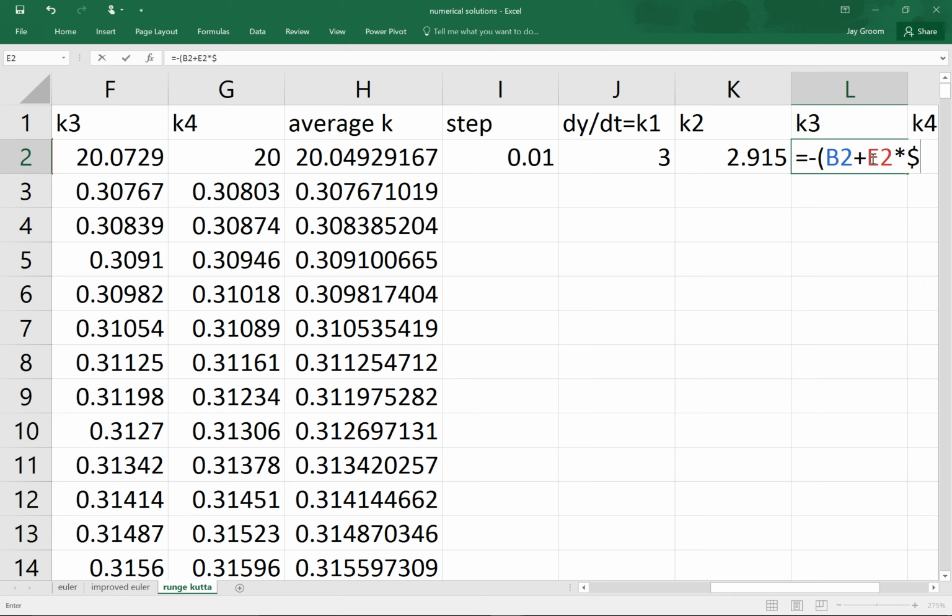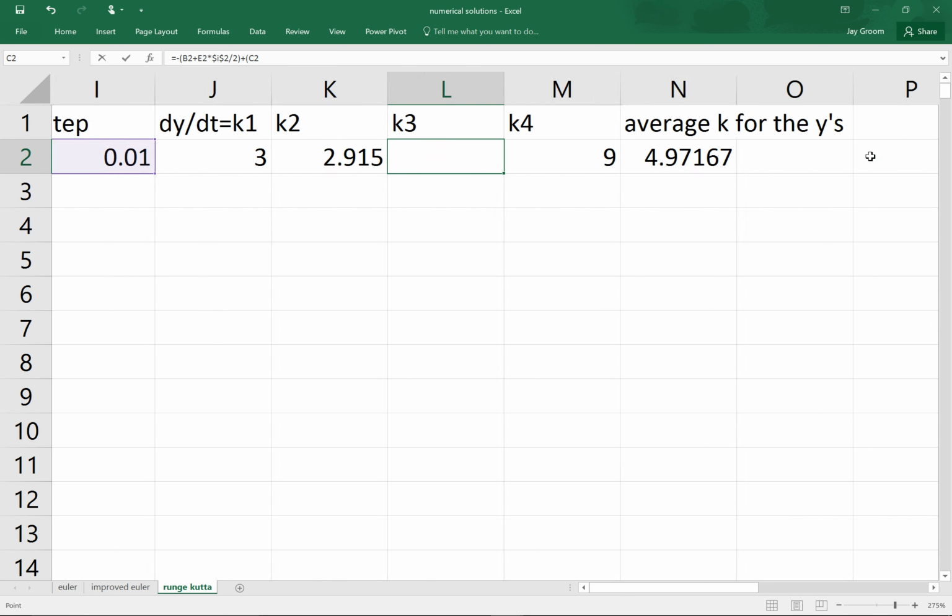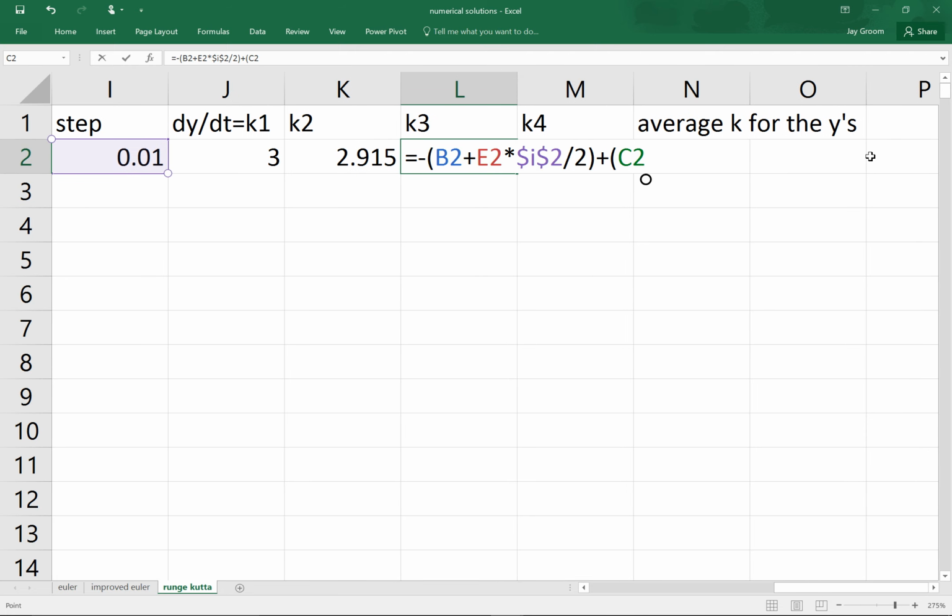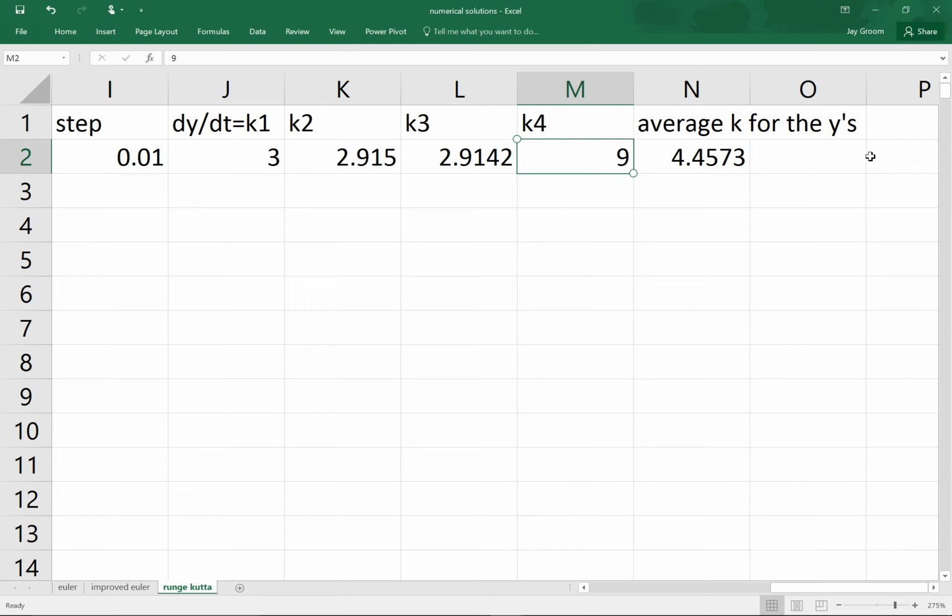Times i2 divided by 2, right? So that's my x plus my y, which is the old y, plus the change in y, which is that guy right there, times, divided by 2. Looks pretty good. And then this guy here is, well, it's going to be this.